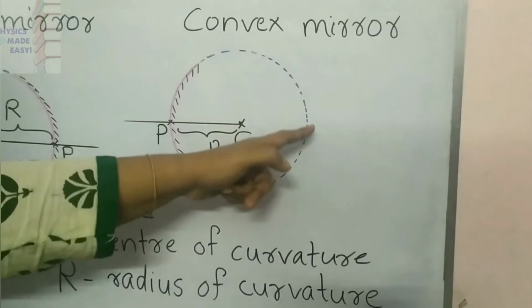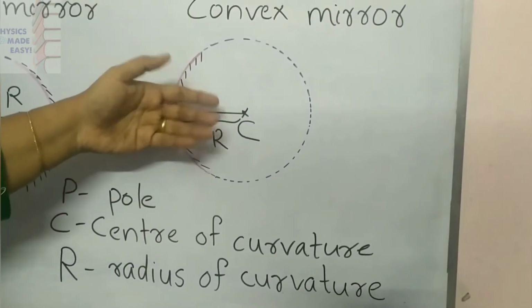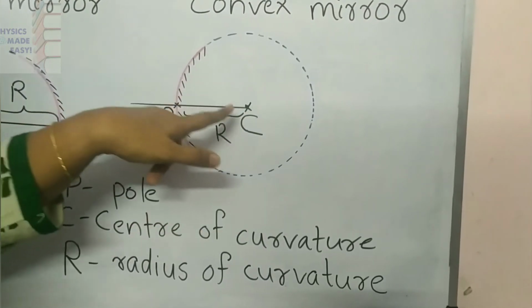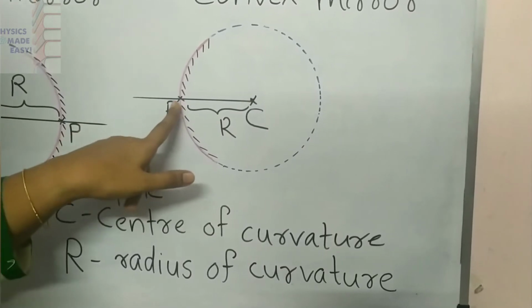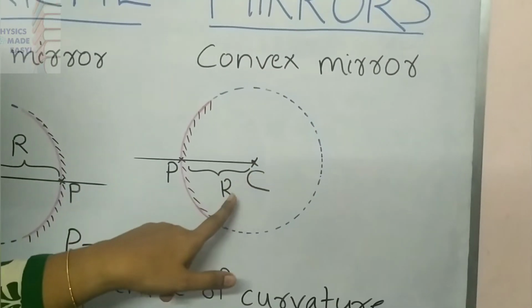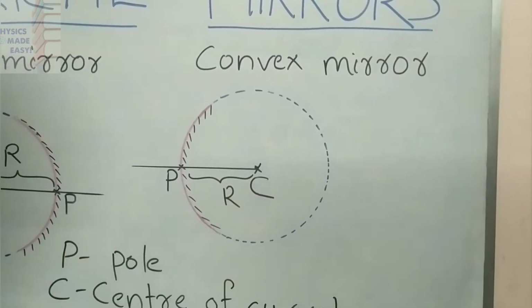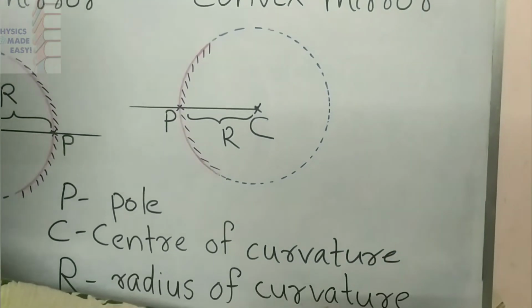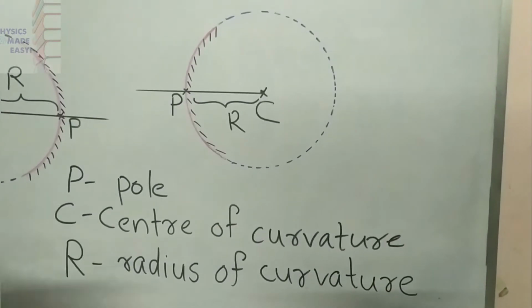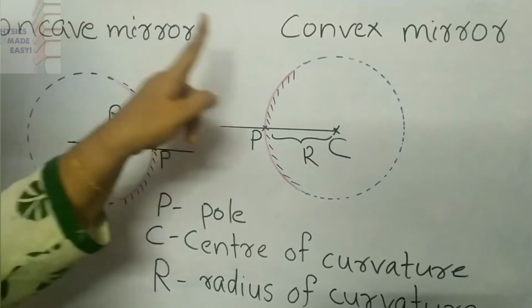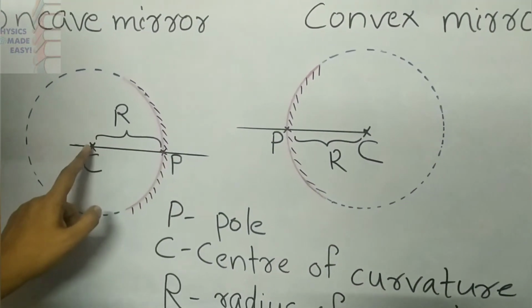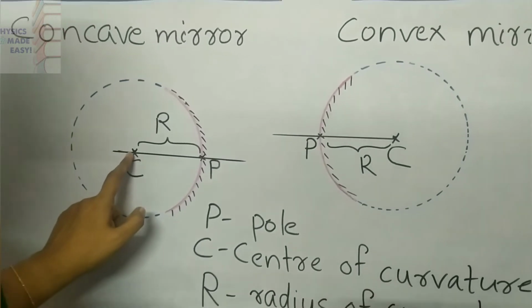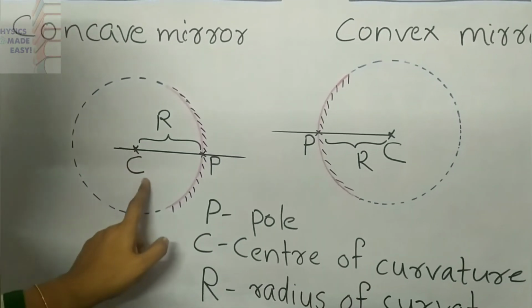Here you can see a circle only, because this is two-dimensional. C is the center of curvature, P is the pole, and the distance between P and C is denoted by the letter R, the radius of curvature, the radius of that sphere. So for both the concave mirror and the convex mirror, the center of the mirror is the pole, and the center of the sphere which the mirror is a part of is the center of curvature.